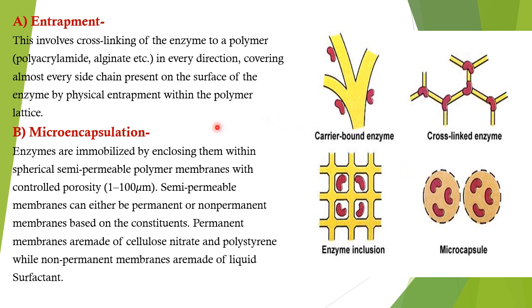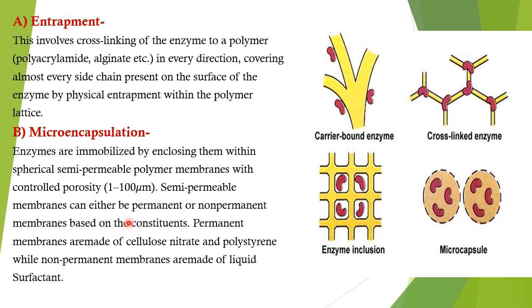Another way is microencapsulation. You can see here, this is a capsule sort of thing over the enzymes. So we will see what it actually is. Enzymes are immobilized by enclosing them within spherical semi-permeable polymer membranes with controlled porosity. The pores will be here on the capsule, whose size can be within 1 to 100 micrometers.